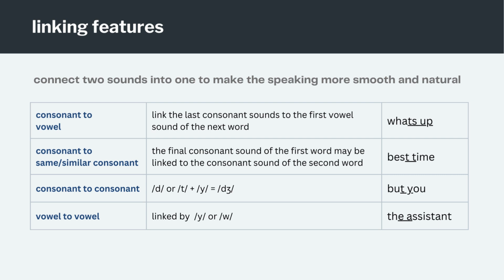For example, instead of saying "what's up," it will be "what's up." What's up? Consonant to consonant linking.